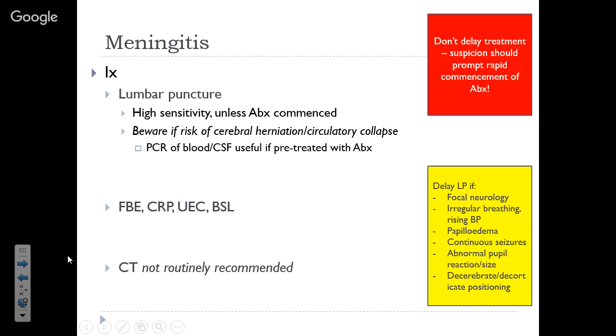You'd also want to do all your other bloods, so FBE, monitoring electrolytes and blood sugar levels. And CT is not typically recommended as a first line. So lumbar puncture is the main thing, and bloods as well.